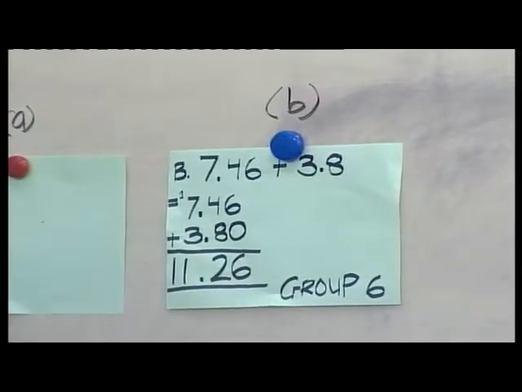Now exercise B, group 4 to group 6. Group 4 and 5, can you confirm group 6's work? Because you were doing the same exercise. Is the answer correct? Yes, the answer is correct. But if you look at this answer, something is wrong with the working out. What symbol can you see here? Equal sign. The equal sign is unnecessary to be placed here.